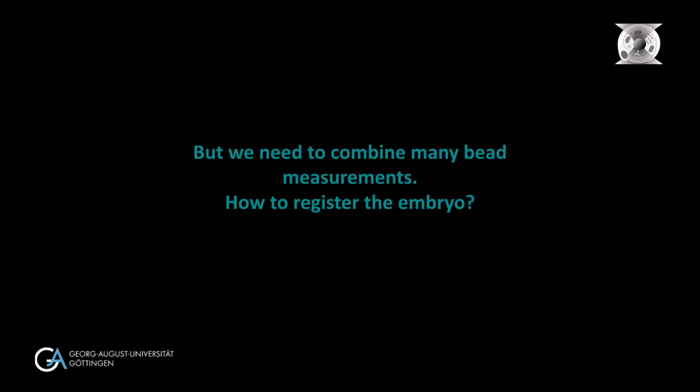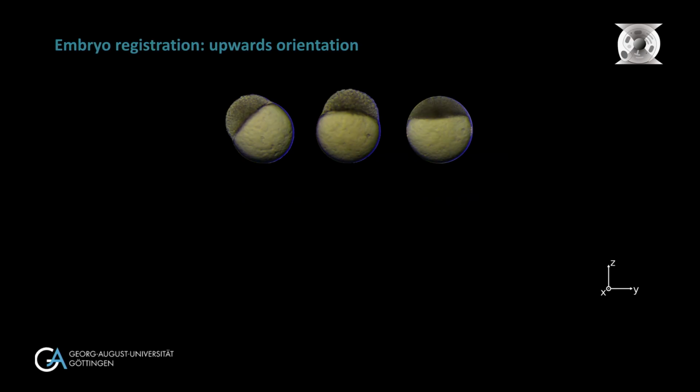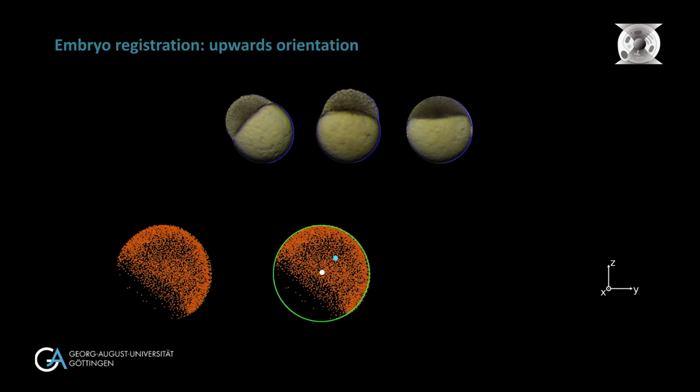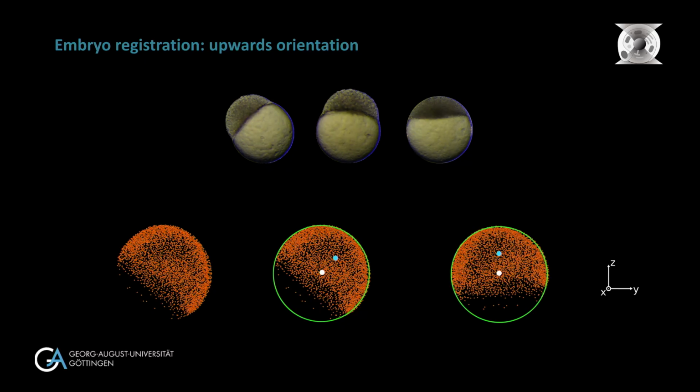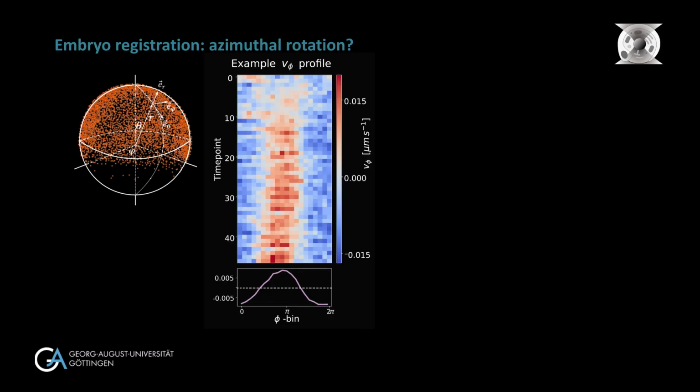All right, so what we now need to do is combine these bead measurements from many of these embryos, but how can you register that? This is also something that we try to solve. The problem is that in each measurement, the embryos are a little bit different. So this might be one. What you can first do is easily register what the top is. That's quite easy. You have the center of the sphere, you have the center of mass of this part, and then you can rotate it. But there's still this azimuthal rotation, because there's a front and a back of the system. How can we do this?